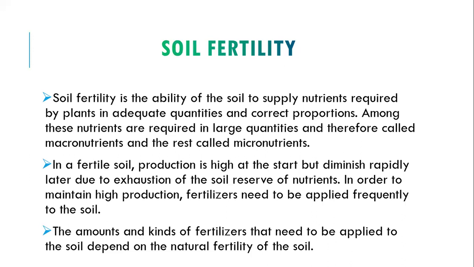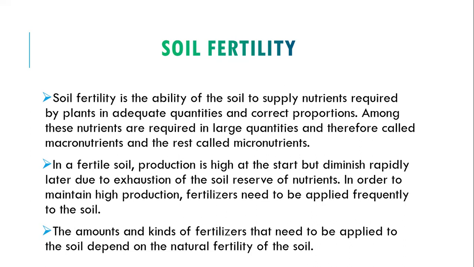Now, among these nutrients which plants require, there are those that are required in large quantities and therefore are called the macronutrients, and the rest that are required in small quantities are called the micronutrients. Now, in a fertile soil, production is high at the start, but diminishes rapidly later due to the exhaustion of the soil reserve of the nutrients. Simply, in order to maintain the production, fertilizers need to be applied frequently to the soil to maintain the amount of the nutrients that are required by the plant.